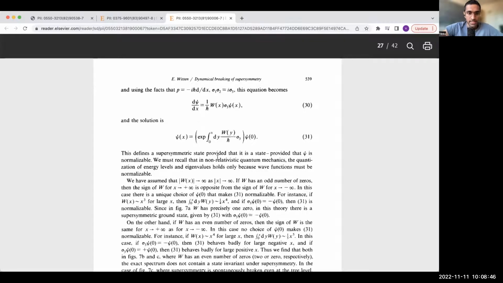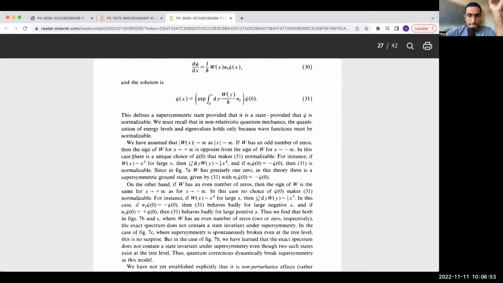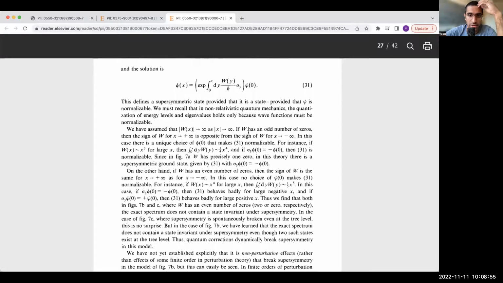Now, here's the caveat. This defines a supersymmetric state, provided psi is normalizable, right? And now, if w has an odd number of zeros, then the sign of w for x going to infinity is opposite from the sign of w as x goes to minus infinity. In this case, there's a unique choice of psi of 0 that makes 31 normalizable. If w goes like x cubed, then for large x, we basically have that this is a quarter x to the power 4. And if sigma 3 psi 0 equals minus psi 0, then 31 is normalizable, right?